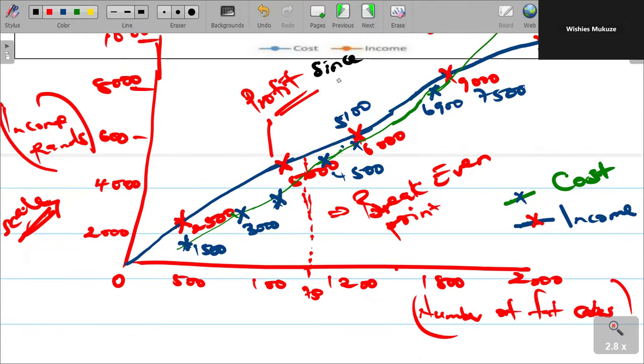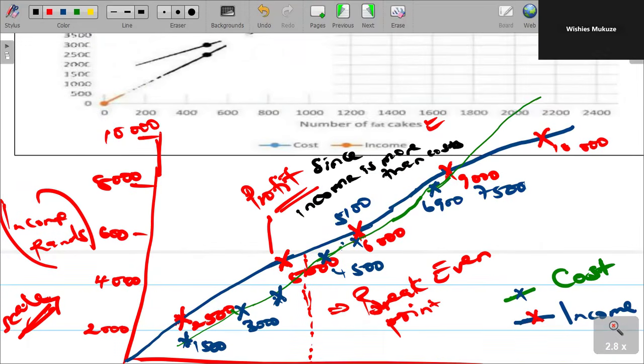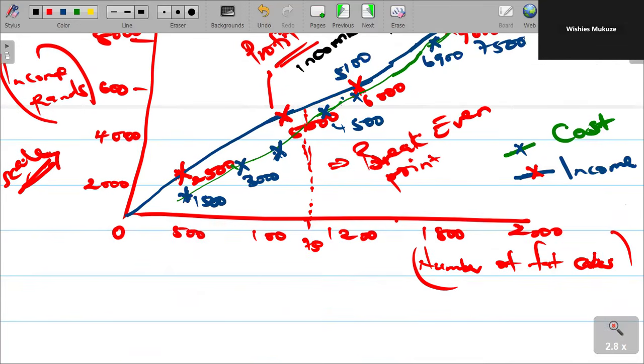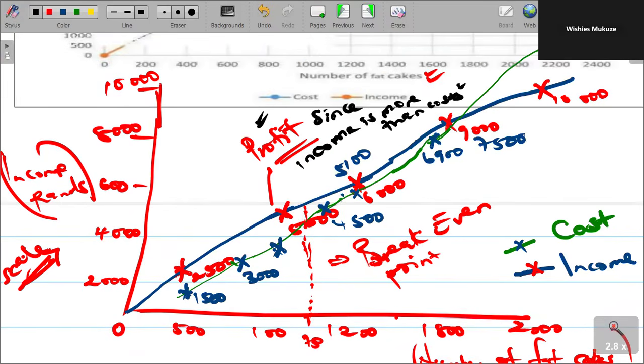Since income is more than cost, we can say that the claim is good because we are seeing that the income is more. Since profit is being made, income is more than cost. So the claim is valid there, because we do have more income than cost.